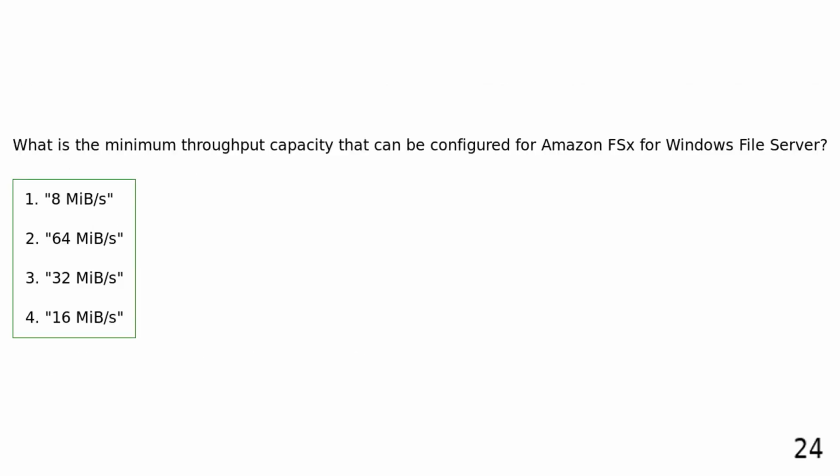What is the minimum throughput capacity that can be configured for Amazon FSx for Windows File Server? 8 MB/s, 64 MB/s, 32 MB/s, 16 MB/s. The minimum throughput capacity that can be configured for Amazon FSx for Windows File Server is 8 MB/s.